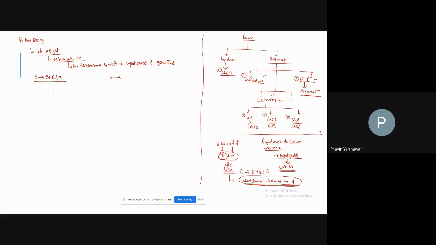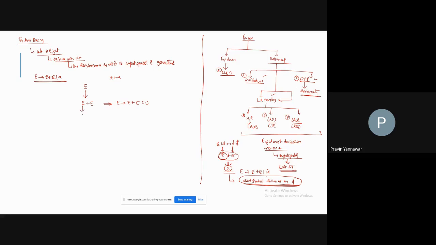Okay, so E implies E plus E. We start with the leftmost non-terminal, and E is substituted as E plus E because it has two alternatives. This is the first alternative, this is the second alternative. So we say this is done by the first production, first alternative.